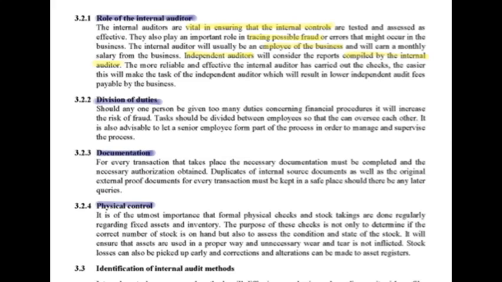The more reliable and effective the internal auditor has carried out the checks, the easier this will make the task of the independent auditor. So this will result in a lower independent audit fee payable by the business.